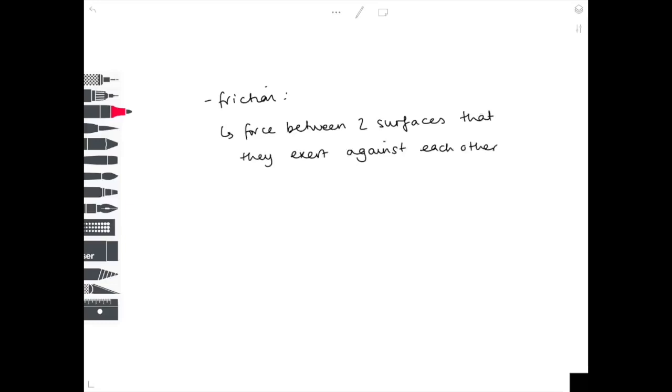So if we had to describe what friction is in further detail, we'd say that it's the force between two surfaces that they exert against each other. And the point is that if one of those surfaces happens to be air, we can't call it friction in this case, we call it something else, which is air resistance, sometimes also known as drag.